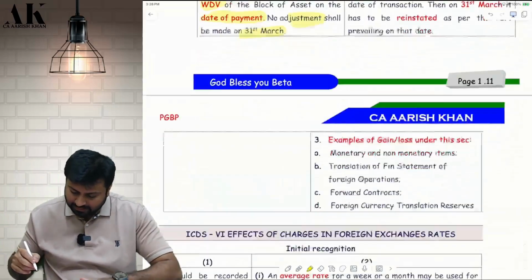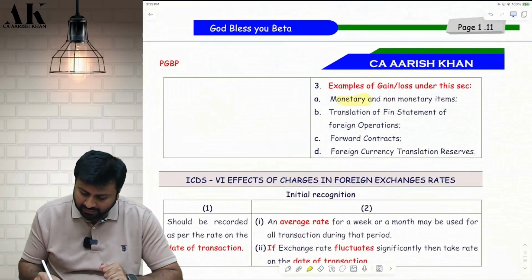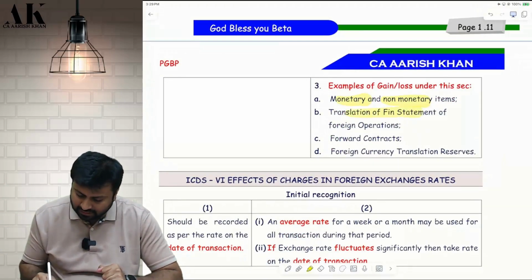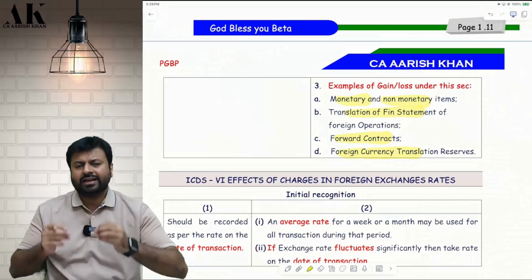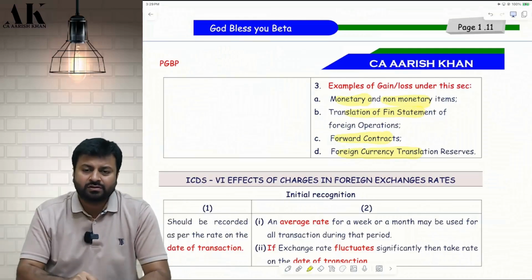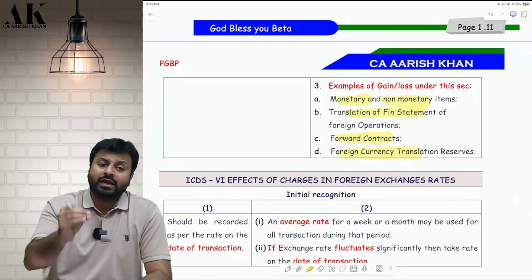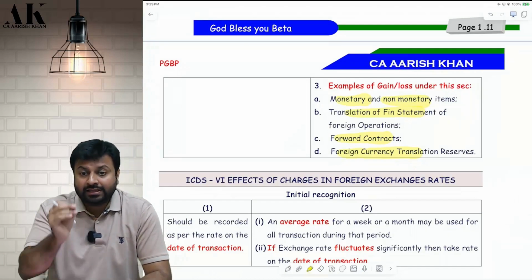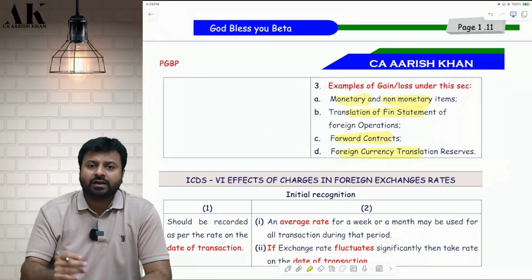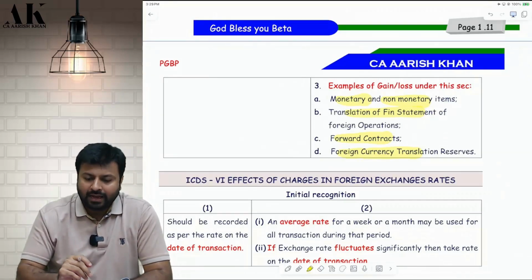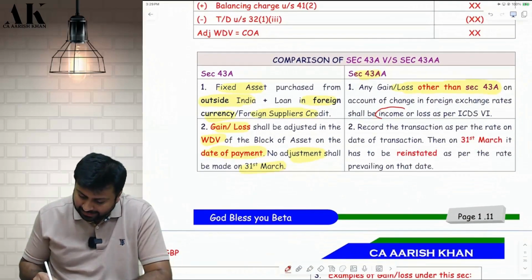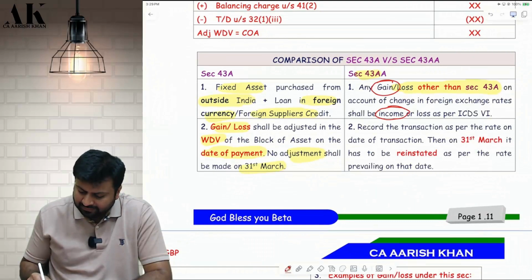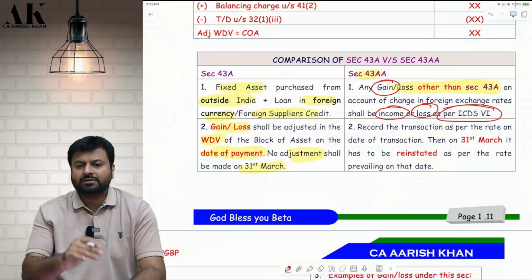We have put some examples over here. That can be monetary gain, non-monetary items gain, translation of financial statements, forward contract loss, foreign currency translation. These are just some illustrations. Any gain or loss other than 43A will be classified under 43AA. And under 43AA, you have to go to the P&L account. If it is a gain, it is an income. If it is a loss, you can claim it as per ICDS 6.